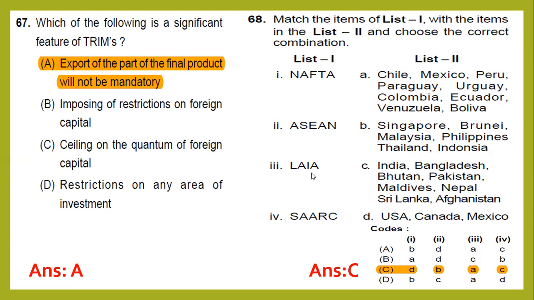Then LAIA. So LAIA includes the Central and South American countries: Chile, Mexico, Peru, Paraguay, Uruguay, Colombia, Ecuador, Venezuela, and Bolivia. Then we have SAARC. SAARC is related to India, Bangladesh, Bhutan, Pakistan, Maldives, Nepal, Sri Lanka, and Afghanistan. So therefore, correct option is C.